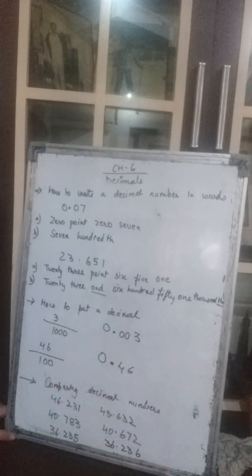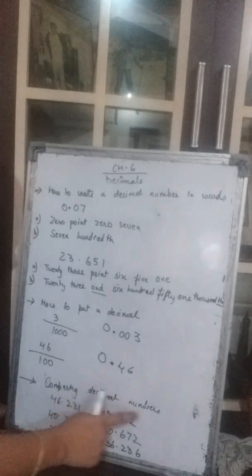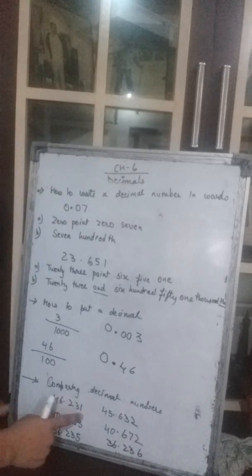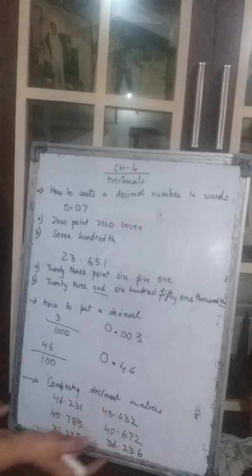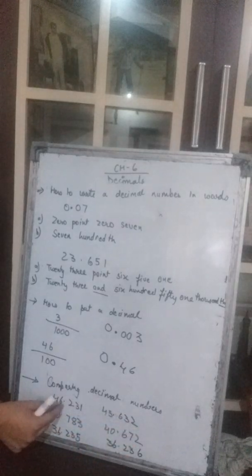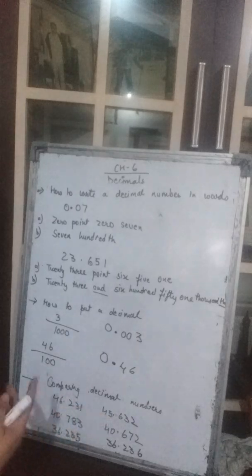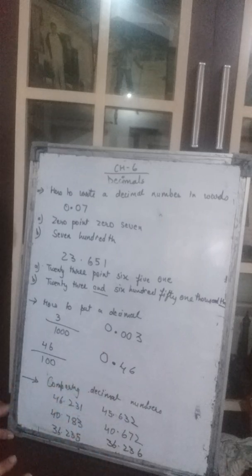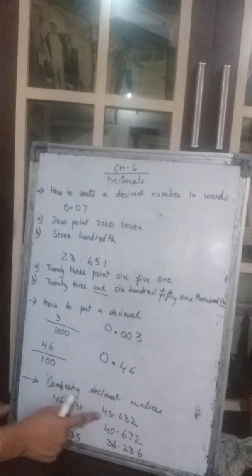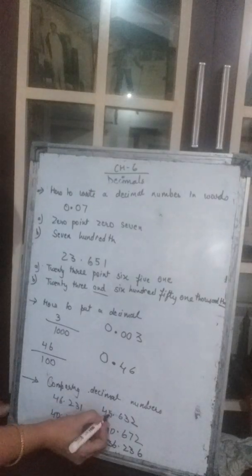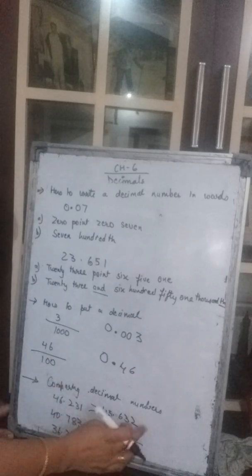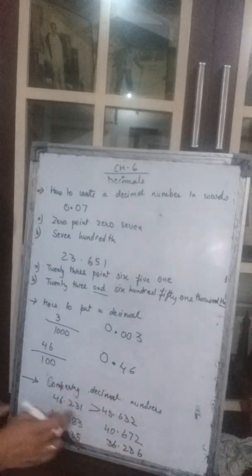0.46. Now the next important thing we come to is comparing the decimal numbers. Here two numbers are given to you, 46.231 and 45.632. Start comparing from the whole number part. 46 is here, 45 is here. You know very well 45 is smaller than 46. Whatever the decimal part is doesn't matter. Compare the whole number part. So this complete number will be smaller than this.